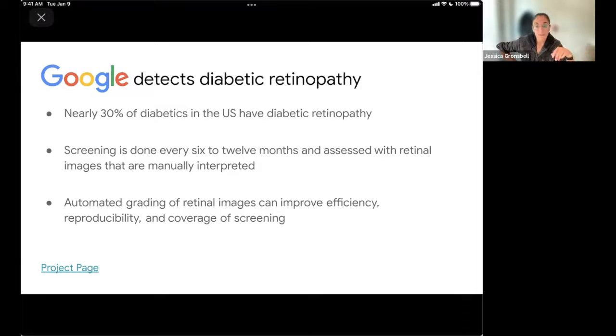And screening is done quite frequently, like twice a year or once a year. Retinal images are taken and they have to be manually interpreted. So someone who understands how to read these images has to sit down and actually interpret them. This is highly time consuming. There's actually a shortage of people who can accurately read medical images. So there's been a lot of work trying to automate this process. How can we make it more efficient, more reproducible, and increase the coverage? If we could make it more automated, we could potentially screen more people, help more people.